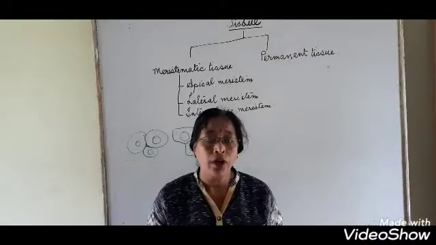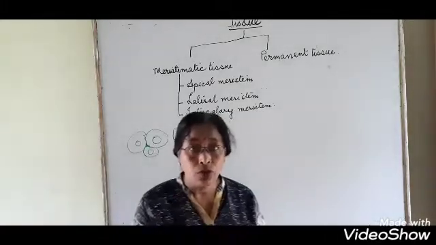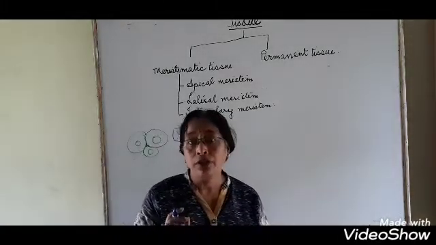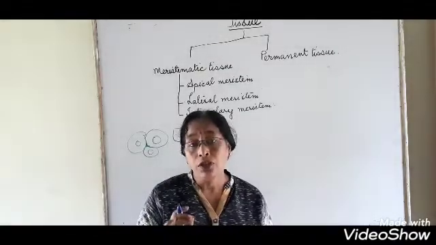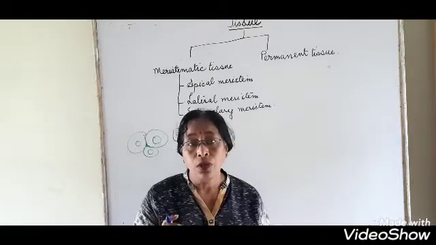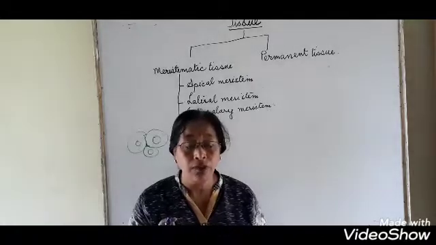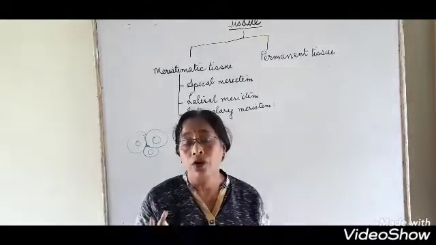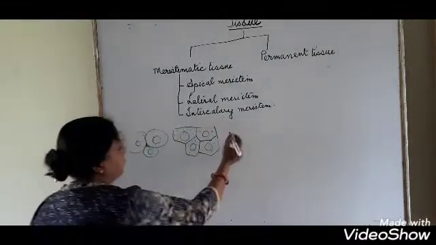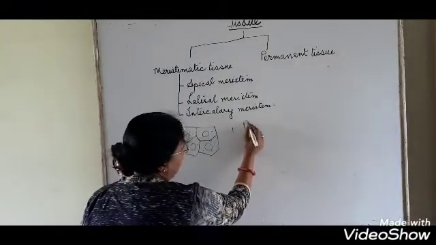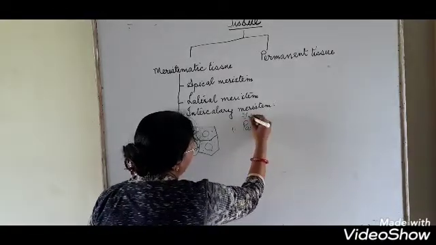Now let us know about the function of the meristematic tissue. I have already told you earlier, the meristematic tissue acts as parent tissue. Why? Because from the meristematic tissue, other tissues arise. That is, the meristematic tissue gives rise to various other forms of plant tissue. So first, it acts as a parent tissue.